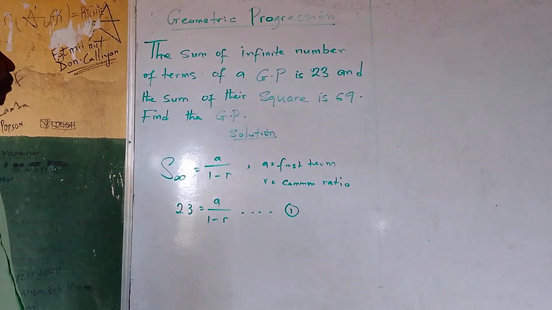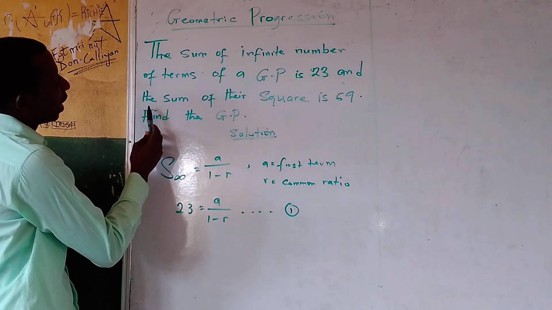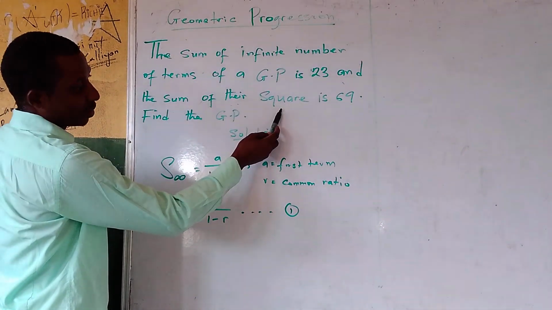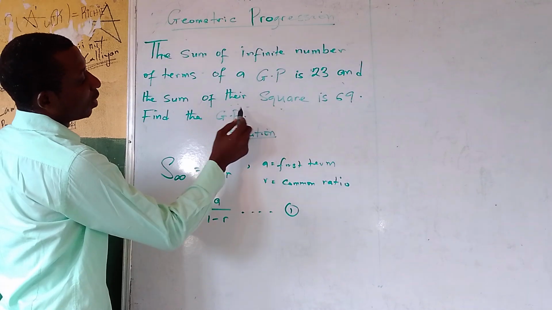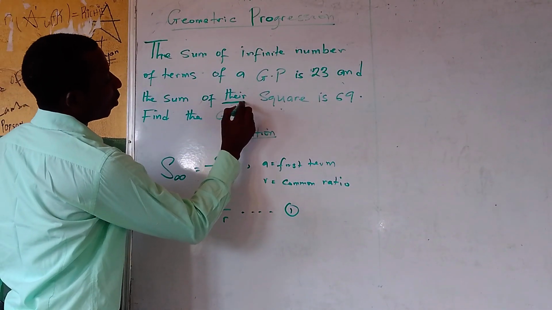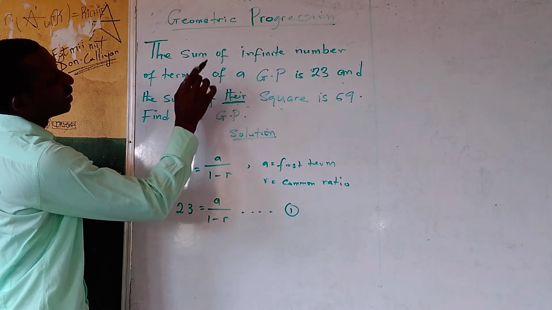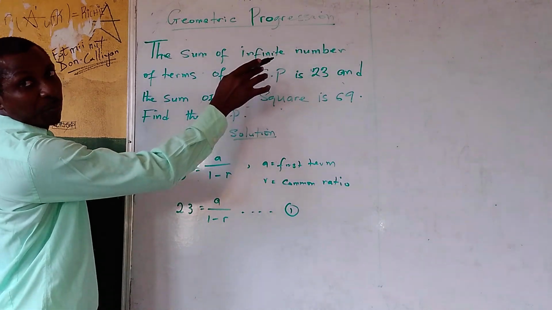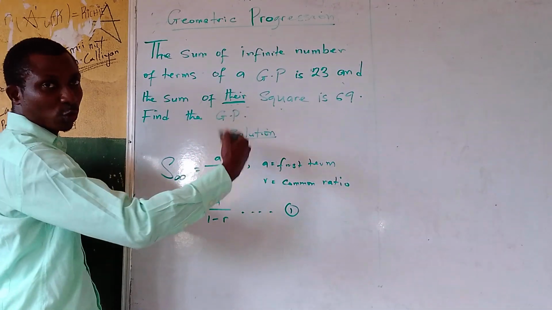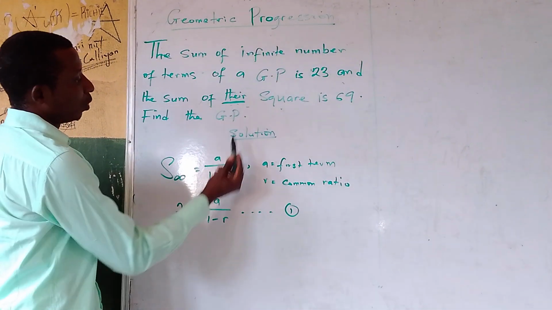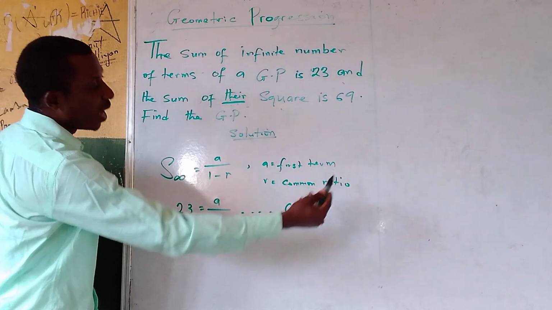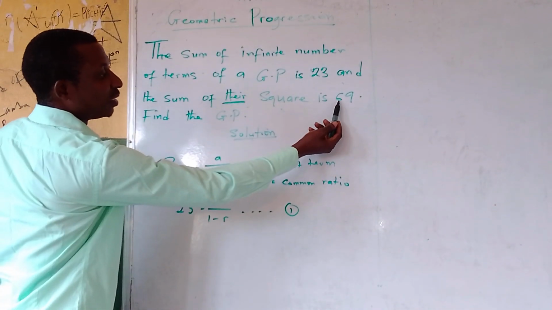Now if we read further, the question says the sum of their squares. What is this word meant for? Their square is referring to the terms of the GP, when you square the terms of the GP. So the sum of the squares of the terms of the GP is 69.